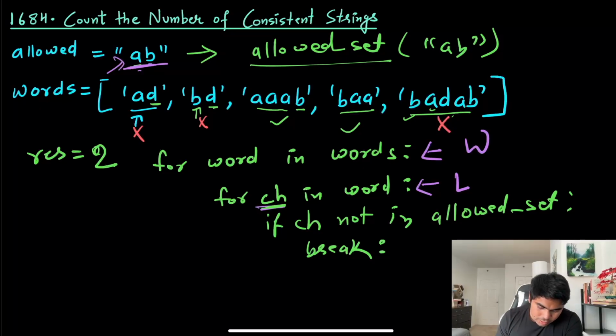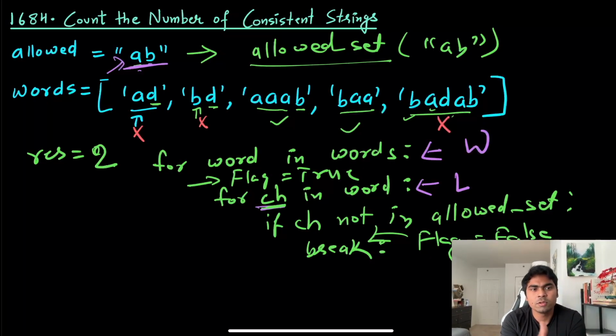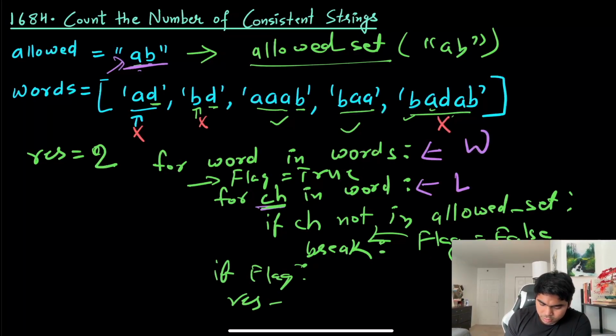Otherwise, I would rather have a flag here. So the flag initially will be true, and when I'm breaking, before that I will mark the flag false, just like how we have done in the characters, words that can be formed using those characters, the chars problem that we have done in the series earlier. And then if that flag is still true, you can increment your result by 1. Okay, and then you return your result.